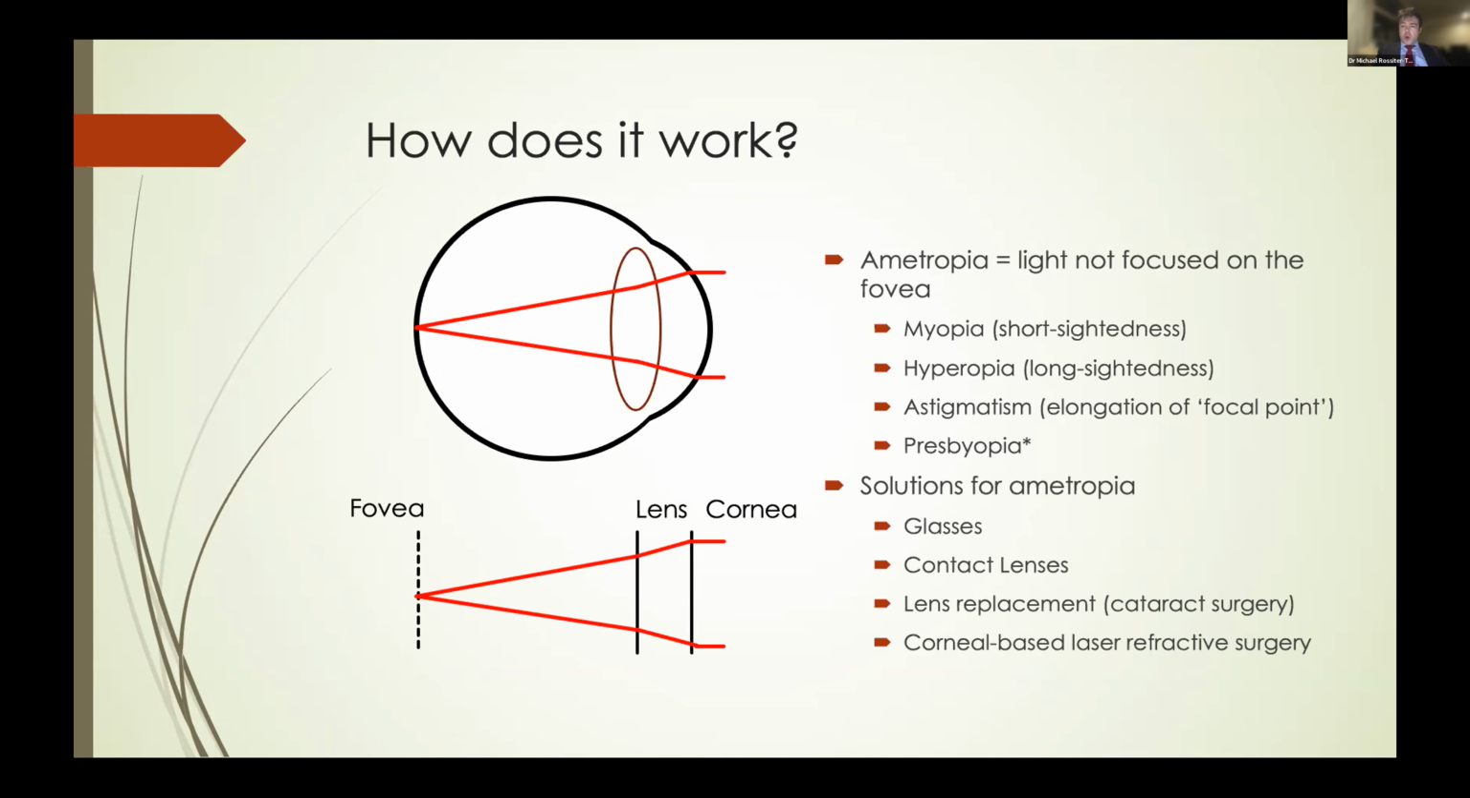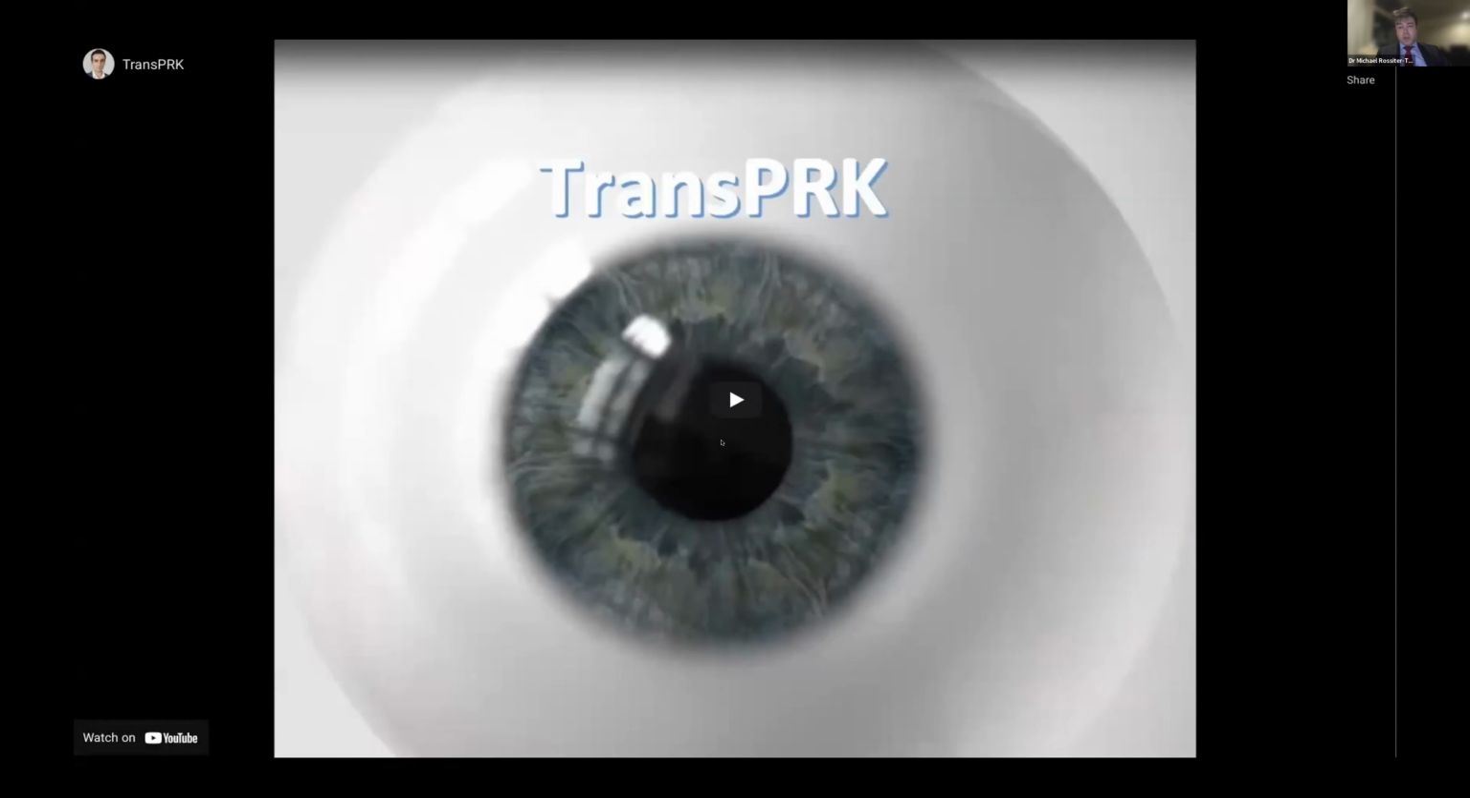The solutions are to alter the lens configuration with glasses, contact lenses, or in cataract surgery or lens replacement by actually replacing the lens. But in this situation, what we're talking about is using laser to reshape the cornea. And what I've got here is a 20-second video showing the most simple and, I think, the most effective type of laser refractive surgery, called trans-PRK.